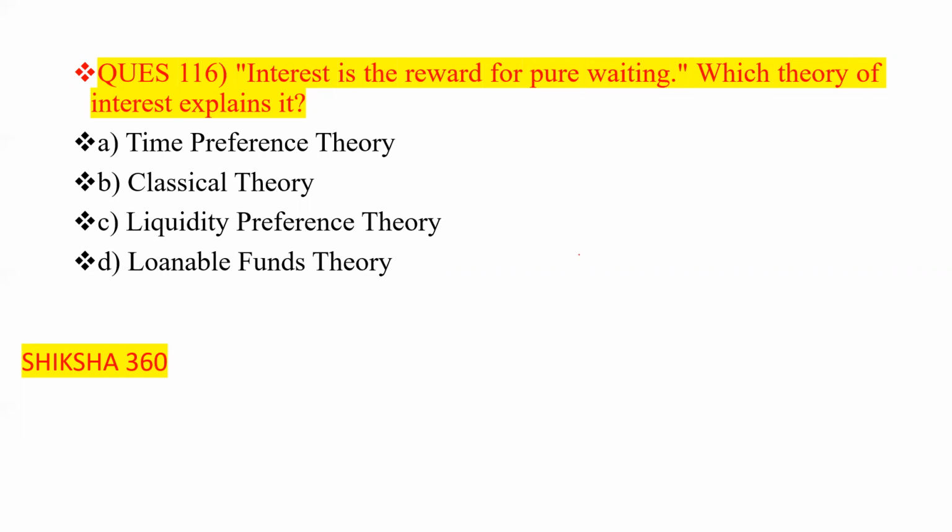First one is the time preference theory, second one is the classical theory, third one is the liquidity preference theory, and fourth one is the loanable funds theory. The correct answer here is option B, the classical theory. Interest is the reward for pure waiting. Option B is the answer.